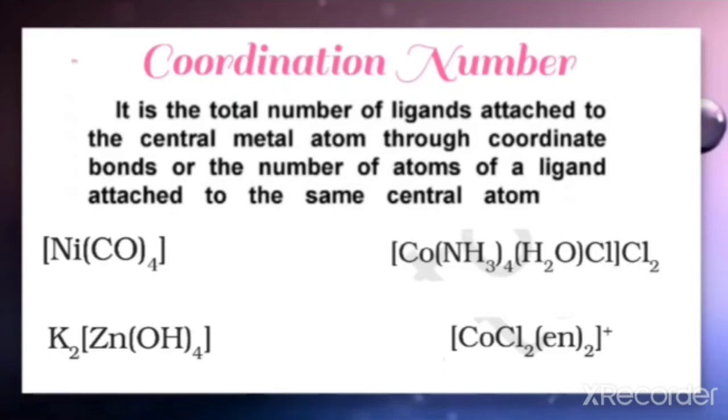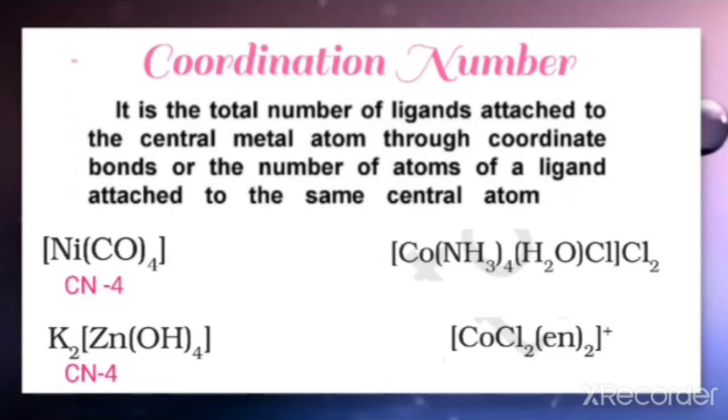In the case of this example, here also the central metal atom has 4OH as the ligands attached to it. So the coordination number becomes 4. So we can say that in the first two examples, because only one type of ligand is present in these complexes, the coordination number, which is represented in short as Cn, is 4 for both the complexes.